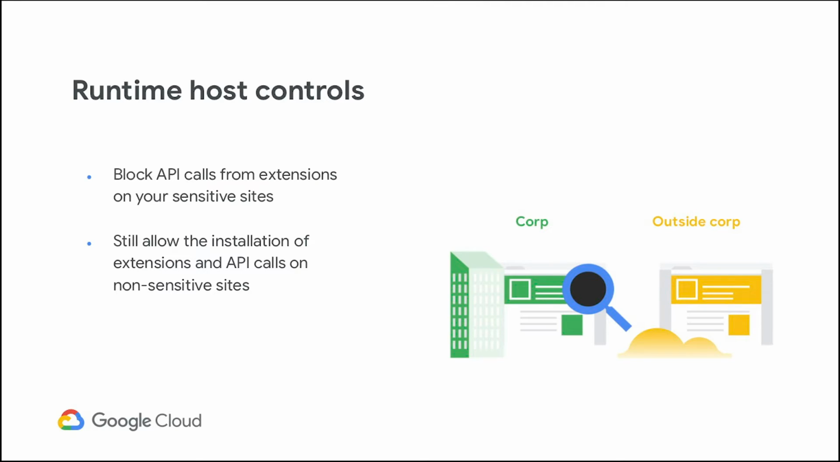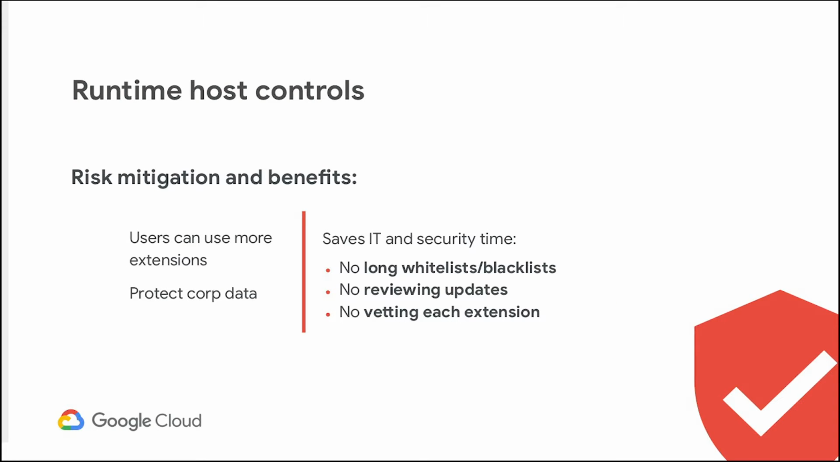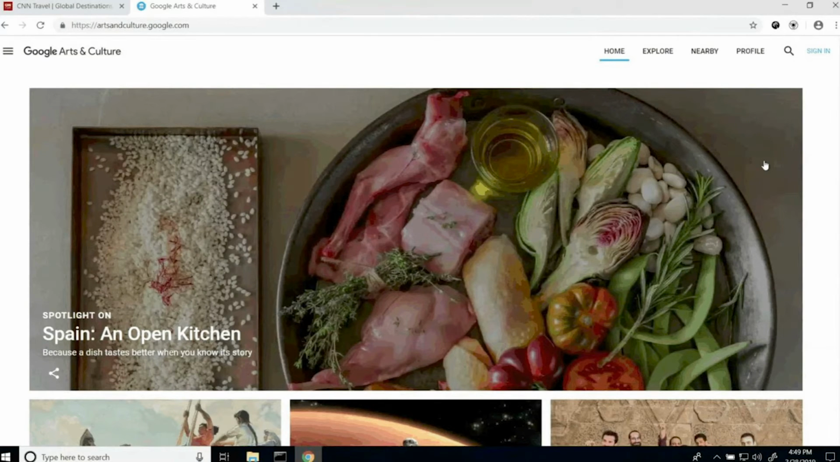So the users still get to install their extensions, and it'll work on all the other websites, just not your websites which have your sensitive customer data on them. So the benefit is the users can use more extensions, and you also get to protect your most sensitive data. You still don't have to do any whitelists or blacklists. You don't have to review any updates. And you don't have to look at the code of each extension. You're simply defining the list of sites you want to protect. Great. And the combination of these two is really what we rely on instead of the whitelists and blacklists. So that's what Google IT uses internally. Exactly. Great. So, all right, let's see it in action.